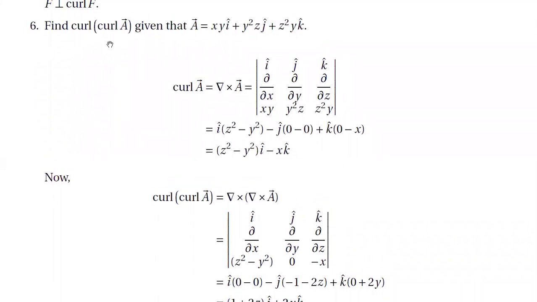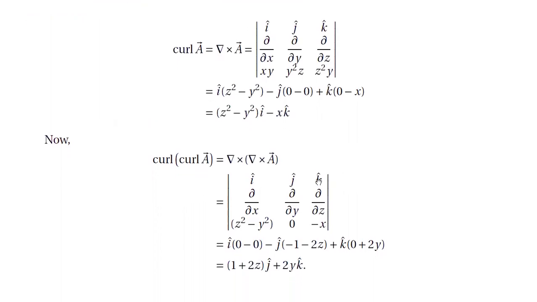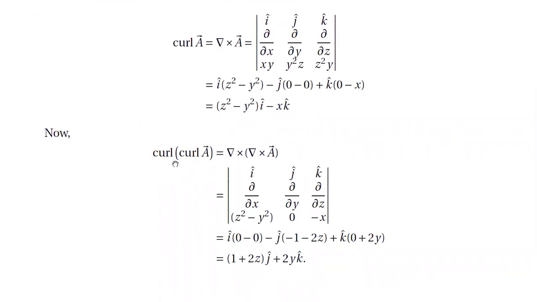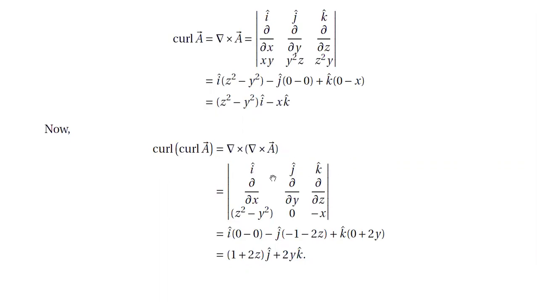Now what we have to calculate here is curl of curl vector A. So this is curl vector A now. We have to find the curl of this value. Now curl of curl vector A is equal to del cross curl vector A. So i j k dou by dou x, dou by dou y, dou by dou z. Then here the ith component of curl vector A is z square minus y square. We don't have any jth component, so it is 0. Kth component is minus x.